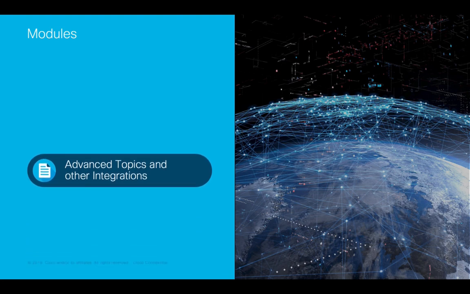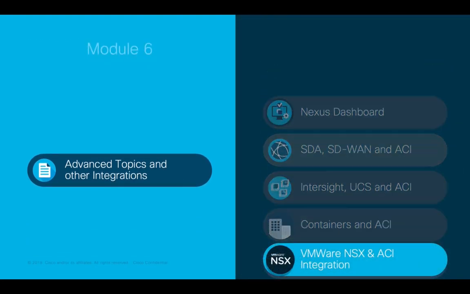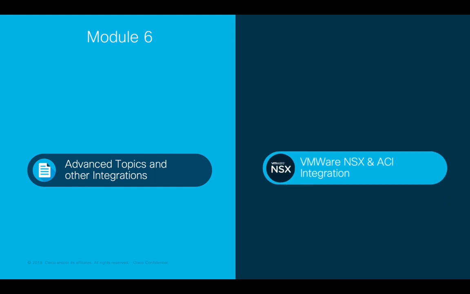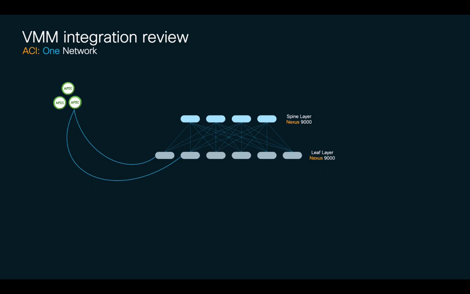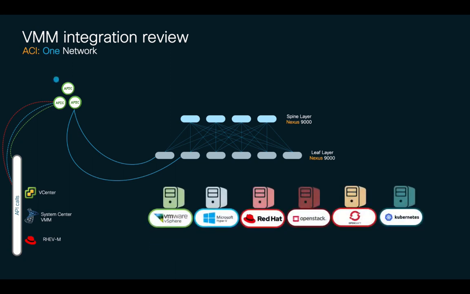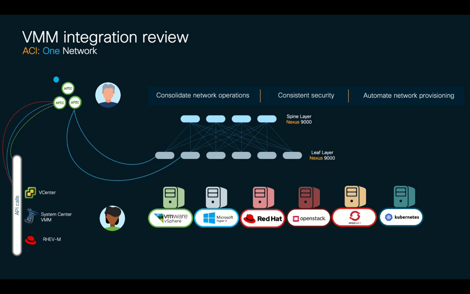In this video, we will cover Module 6, Advanced Topics and Other Integrations, VMware NSXT, and ACI Integration. If you remember, in Module 2, we learned how ACI integrates multiple types of virtual networks through APIC, including VMware VDS, Hyper-V, and Red Hat, amongst others. This approach allows both networking and VM admins to configure, monitor, and operate the same network while preserving their own tools and skill sets either through APIC or, in VMware's case, using ACI vCenter's plugin.